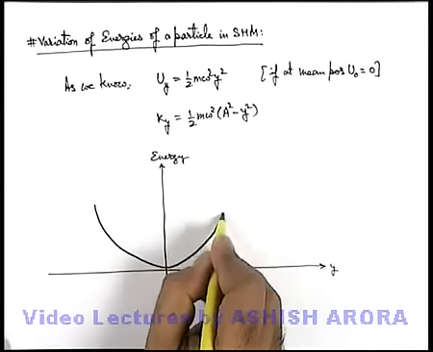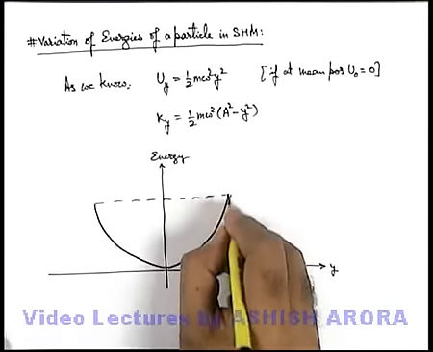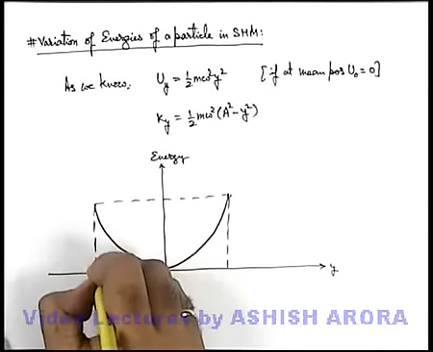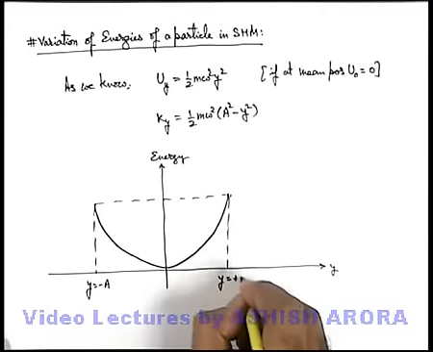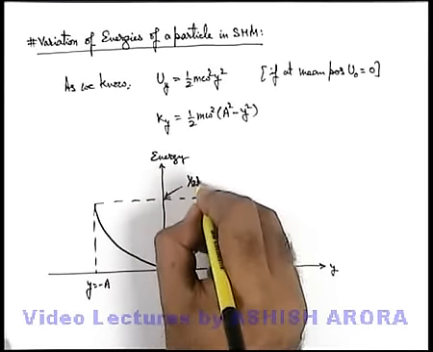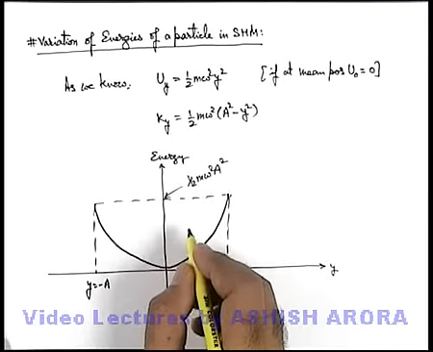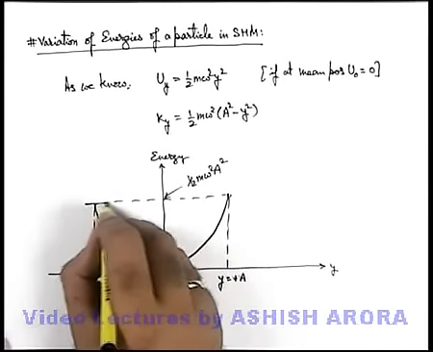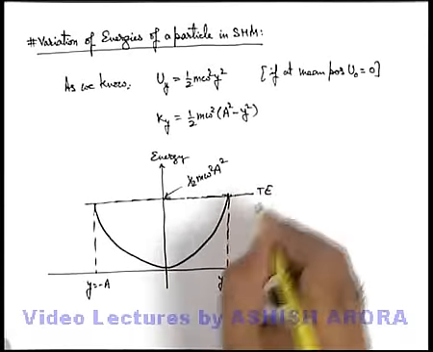If we draw the curve with energy as a function of displacement, then the potential energy curve can be drawn like this. It will be a parabolic curve where at extreme positions, y equals minus a and y equals plus a, the energy is half m omega square a square, that is the total energy. So this straight line is the curve of total energy, which remains constant.